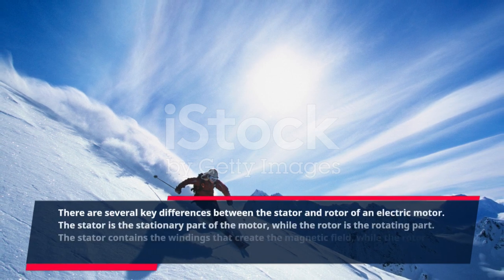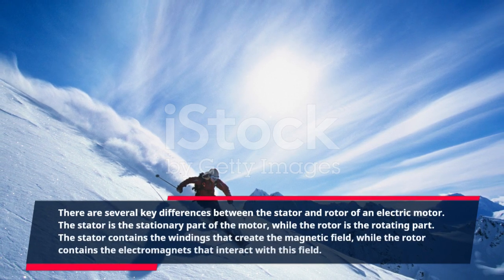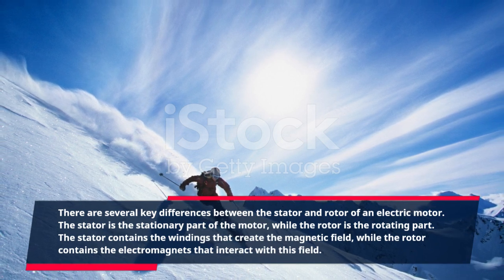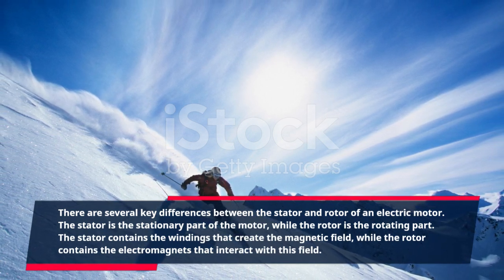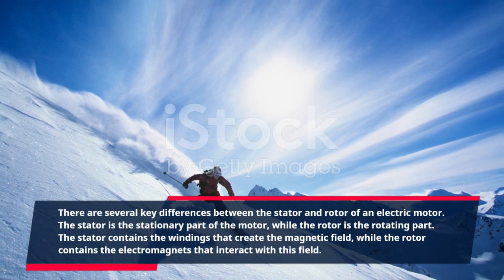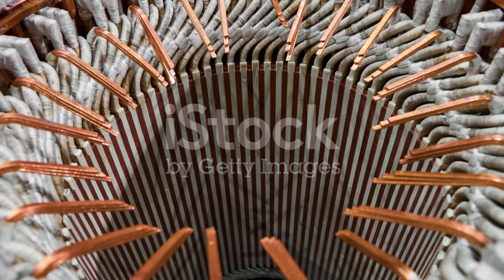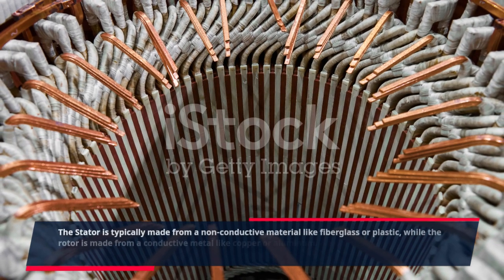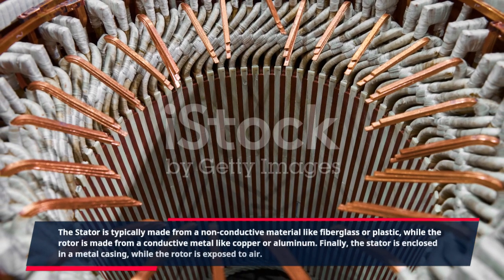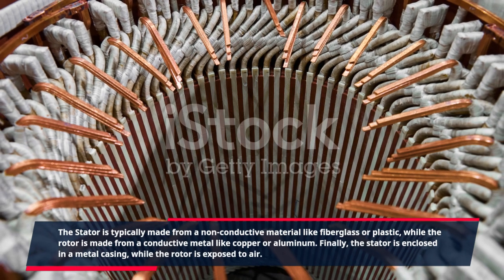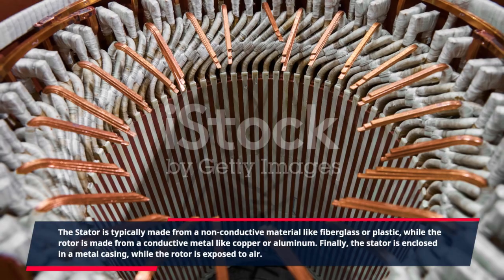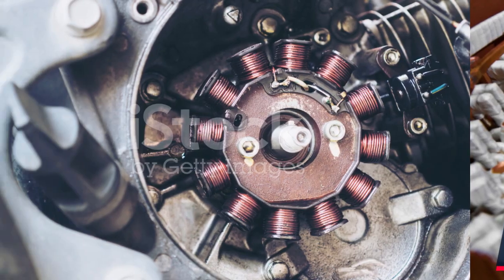The stator is the stationary part of the motor, while the rotor is the rotating part. The stator contains the windings that create the magnetic field, while the rotor contains the electromagnets that interact with this field. The stator is typically made from a non-conductive material like fiberglass or plastic, while the rotor is made from a conductive metal like copper or aluminum. Finally, the stator is enclosed in a metal casing, while the rotor is exposed to air.